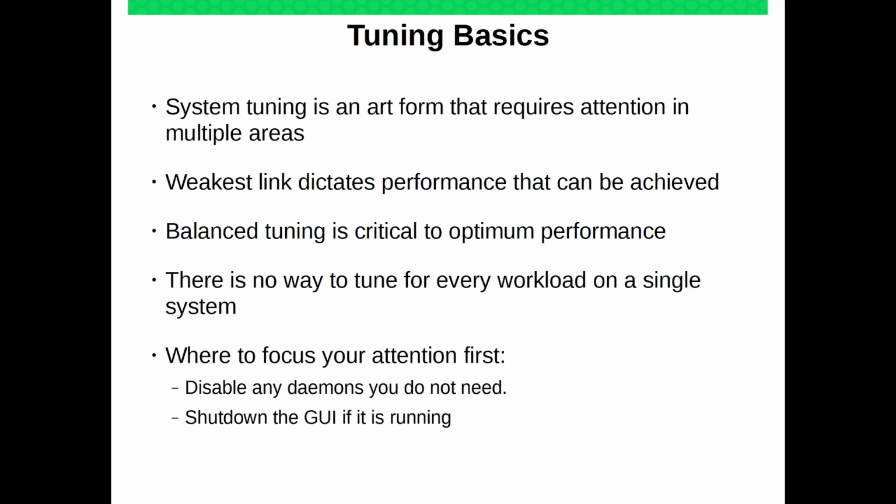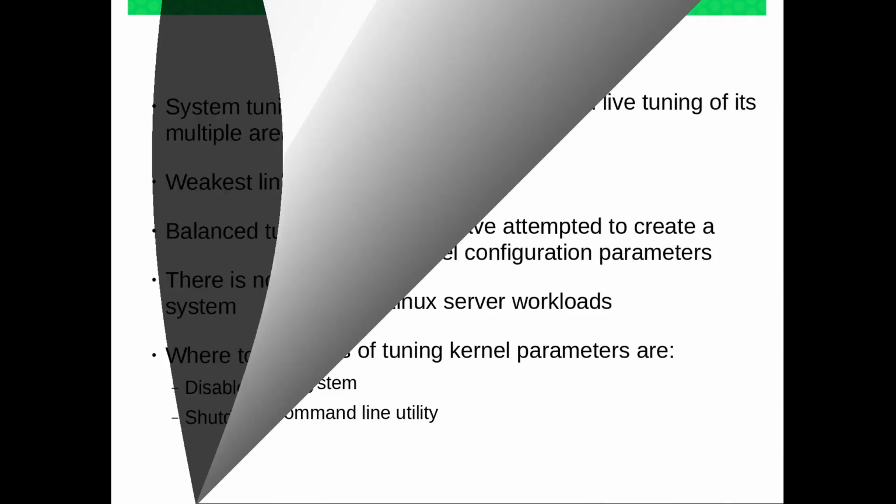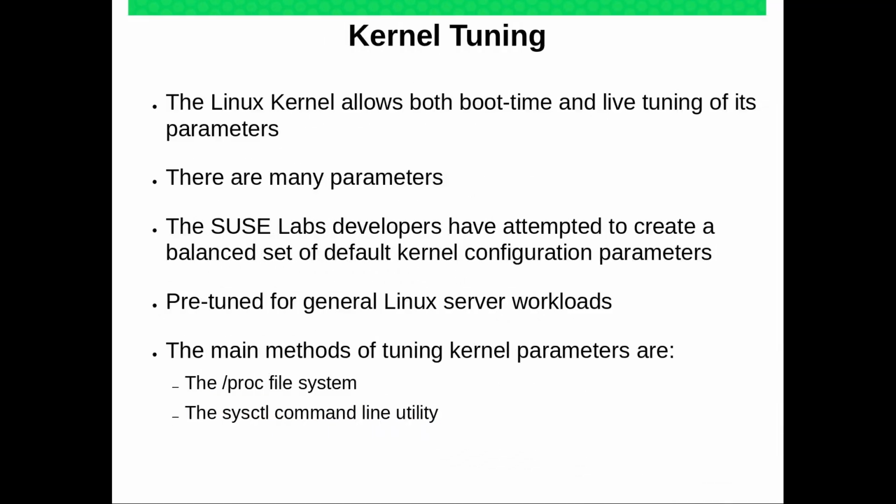So where do we focus our attention? We disable things that we don't need. If we don't need the GUI, make sure it's not running. Get rid of the extra stuff that's going on a machine and tune based on that and see how that affects your machine. Now, the kernel itself has its own tuning functions to work with.